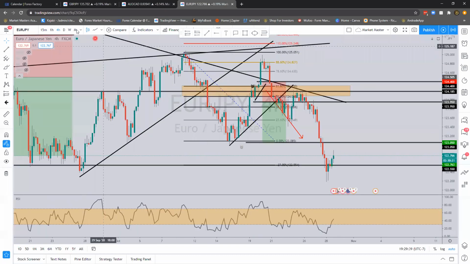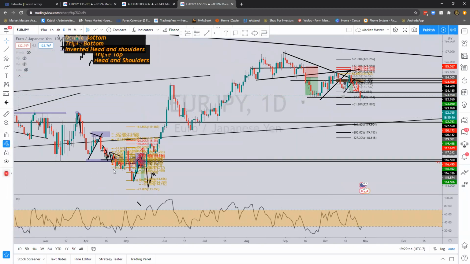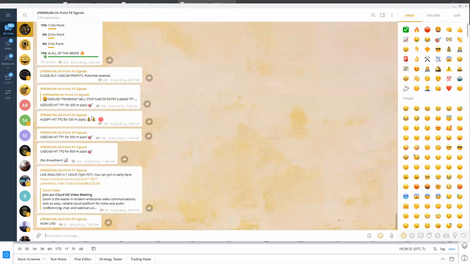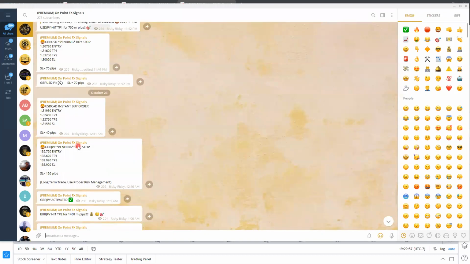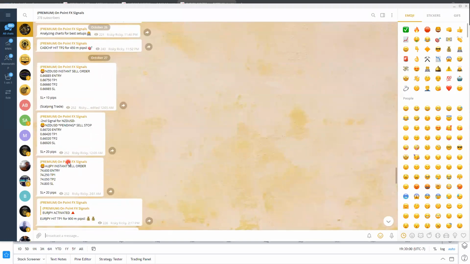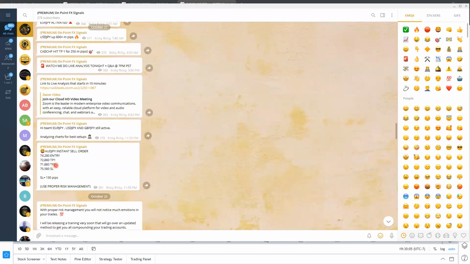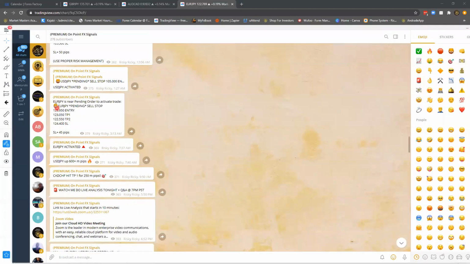But okay, let's see here. Euro JPY. So the trade that I had called was Euro JPY. It hit take profit 2, 1400, there was an instant one and then there was a long-term one. It kind of took a while just because it was a long-term one. Is this one at 122.550? Yeah, this one's it right here.